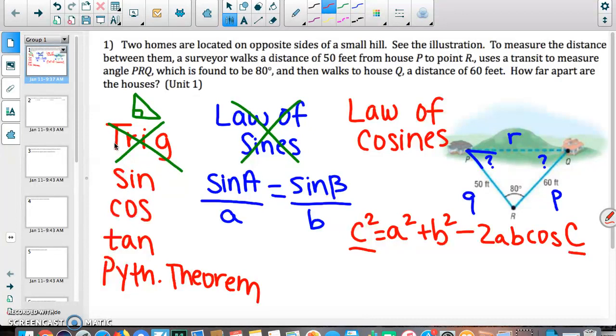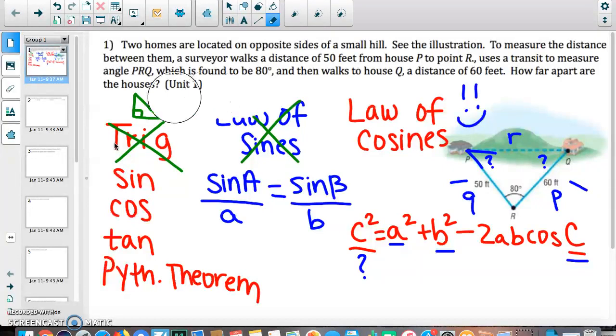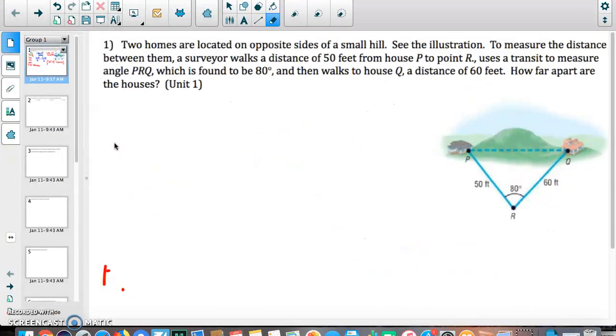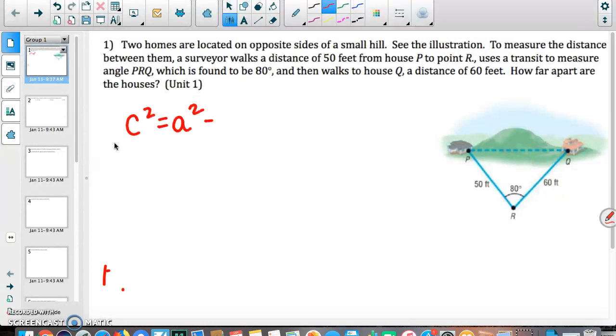Let's check out our situation. I know 2 sides, right? A and B, that could be Q and P, right? And I know the angle across from my unknown side, right? I don't know R, but I know that this is 80 degrees. So it looks like law of cosines is going to be the one that works. So let's plan to use that. And again, law of cosines is this equation here.